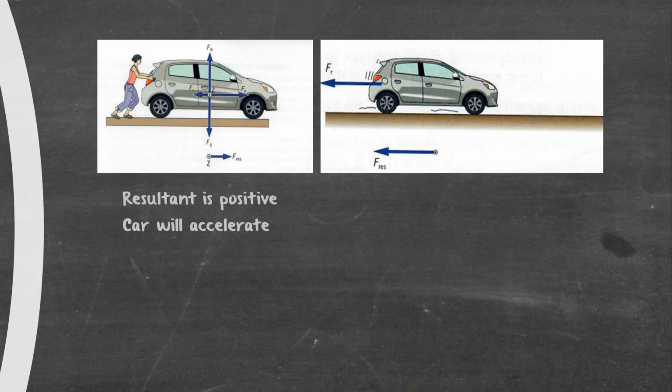Let's look at picture number 2. Picture number 2 shows the exact same car. The force of gravity and the normal force are still present, but we did not draw them. This time there is no pushing force, but there is a large resistance force. This means that the resultant force is positive to the left. The car will decelerate and slow down.